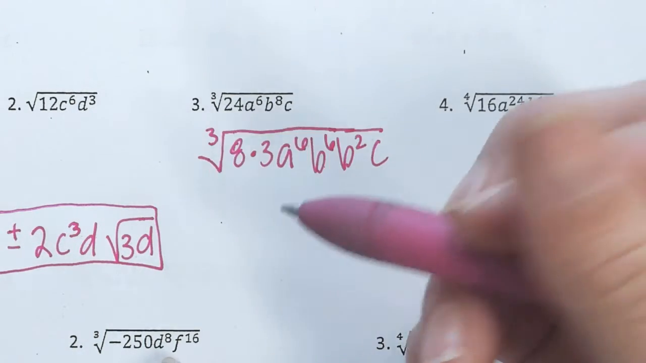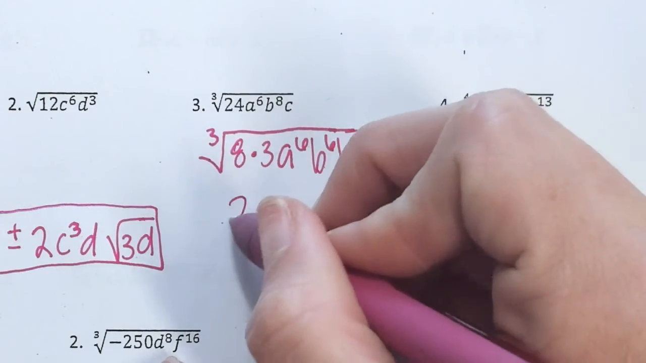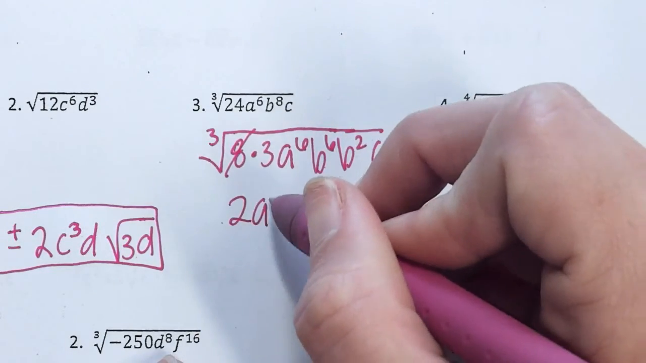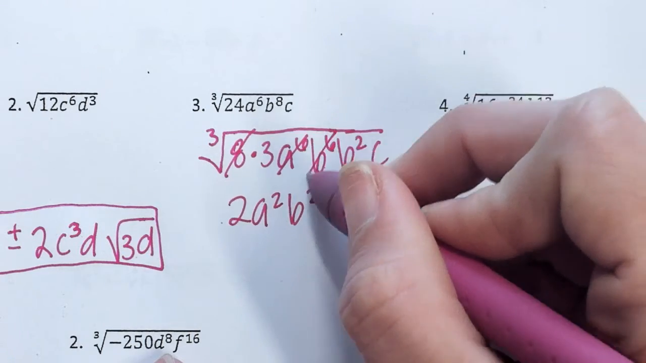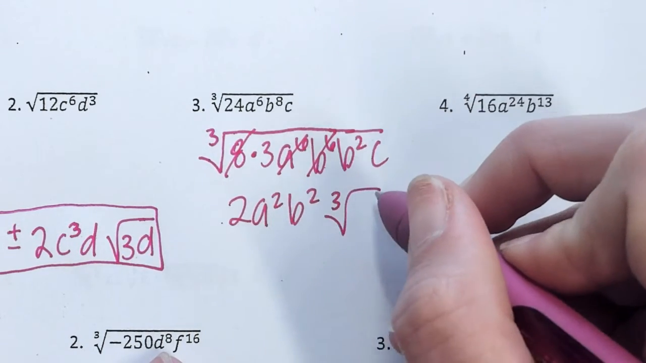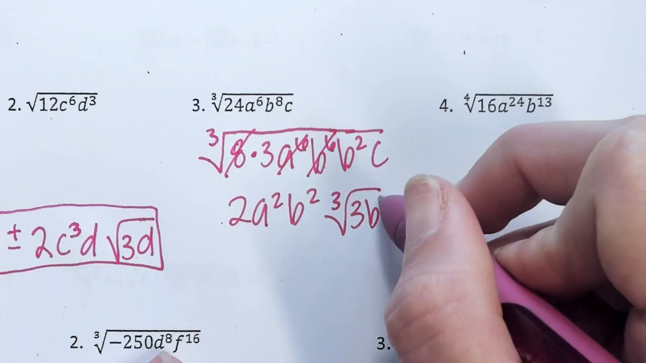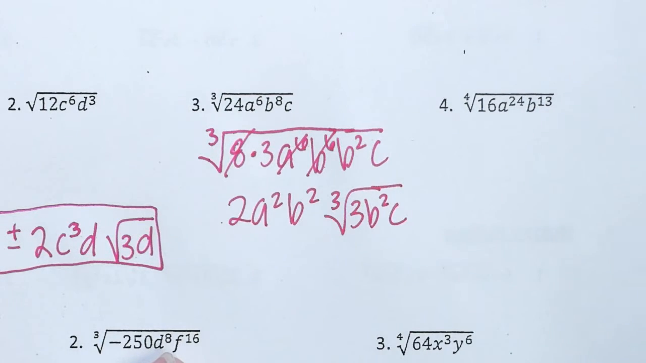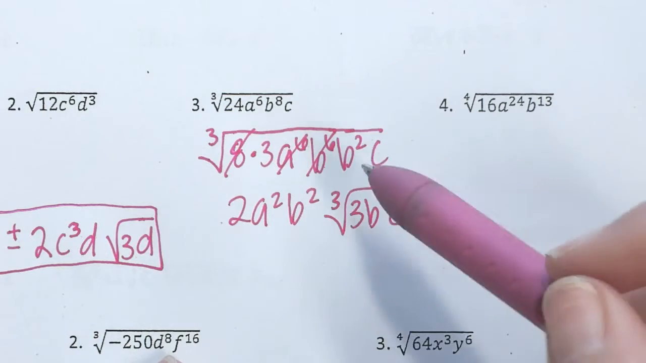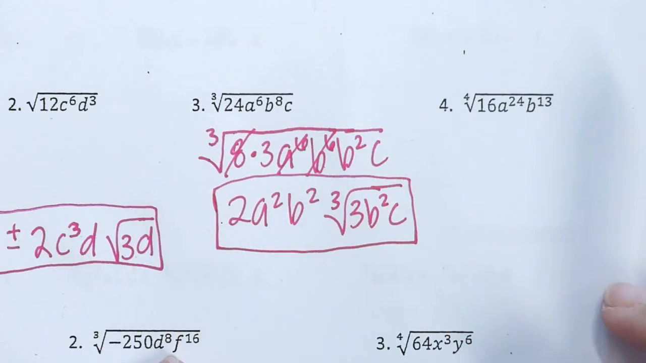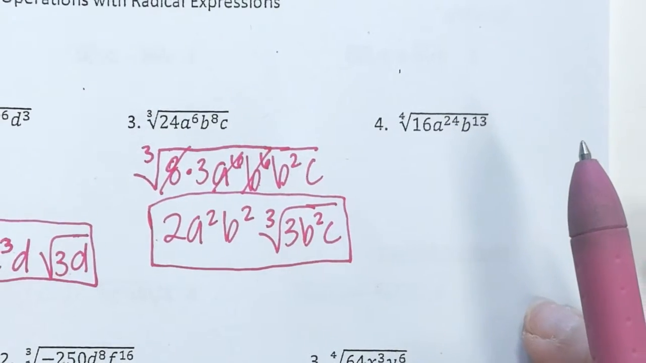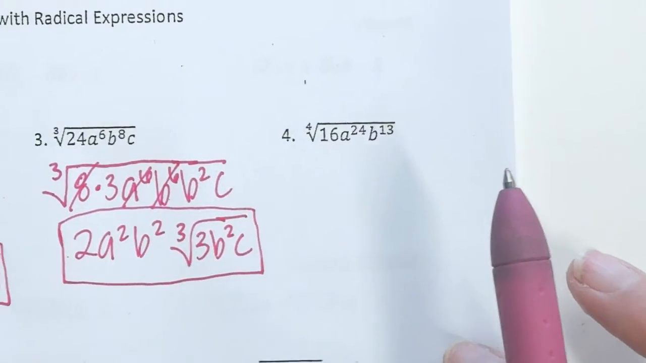So tell me something that's going to be on the outside. 2. Next. a squared. Next. b squared. Anything else? Alright, so it'd be cube root of 3. Are we missing anything? No. Why not? Because it's an odd root. Very good. Alright, last one. Go ahead and do that one on your own. Shouldn't take you long on that one.